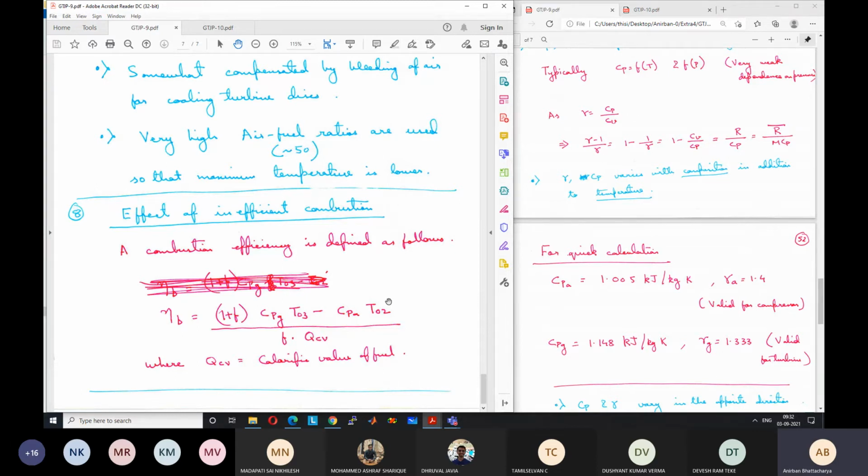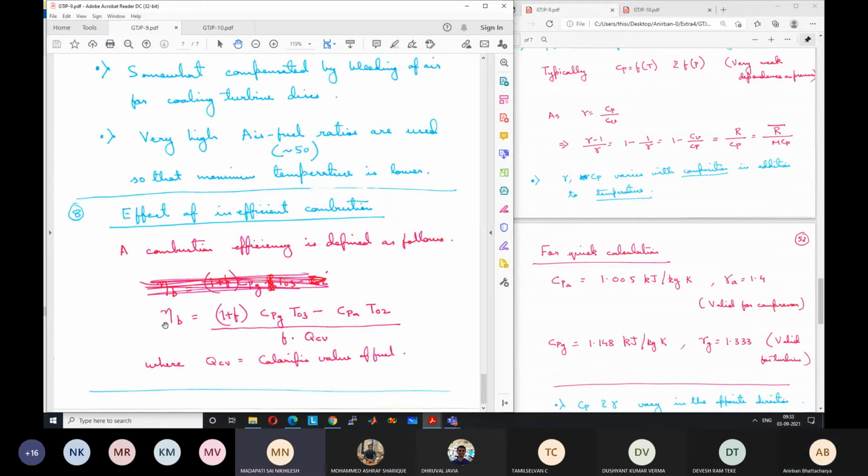What about T03? Now only two parameters are left, right? Combustion efficiency is also known. Typically, it is taken around 0.98 or something. So it will be known for normal calculations based on combustion chamber design. So the only unknowns are T03 and F. So which one is actually unknown and which one is known? Among F or T03, which is the unknown?